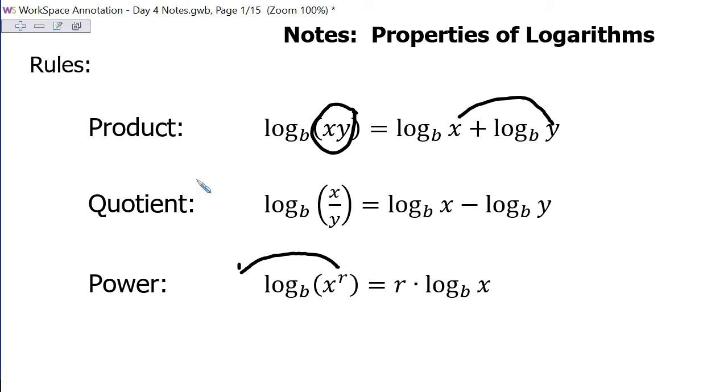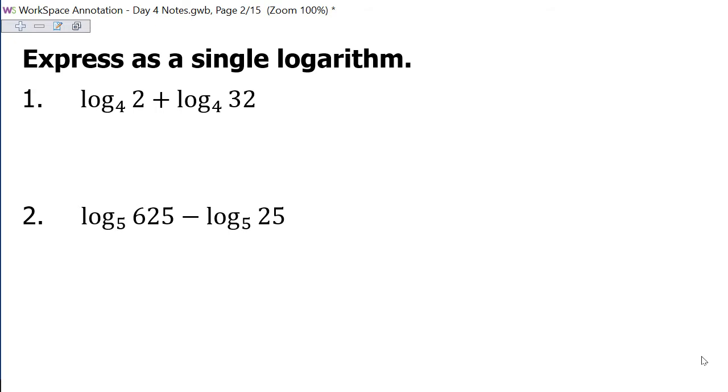For this first section, the instructions will be to express as a single logarithm, and we have 15 examples today. Number 1, we have log base 4 of 2 plus log base 4 of 32. This is probably about the same level of difficulty as yesterday. Now, to get these into a single logarithm, notice I have the same base. This one is base 4. This is also base 4. So my single logarithm will also be log base 4.